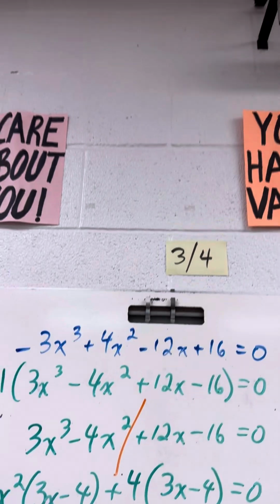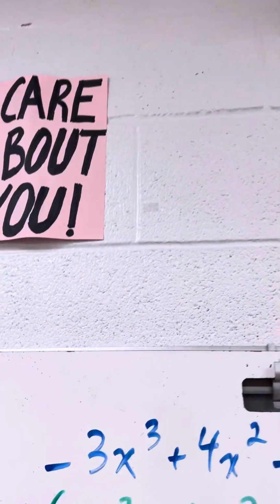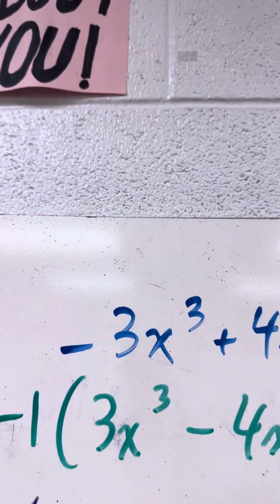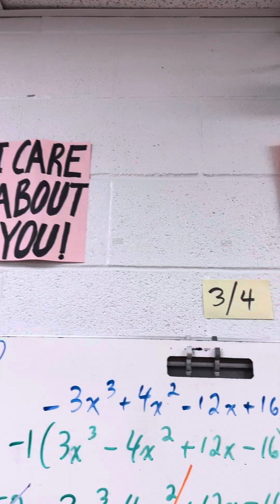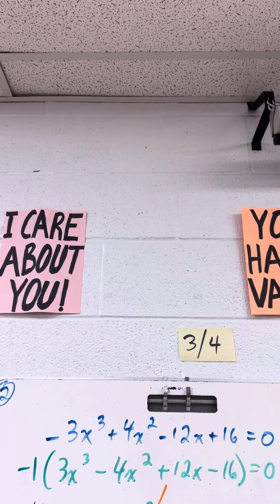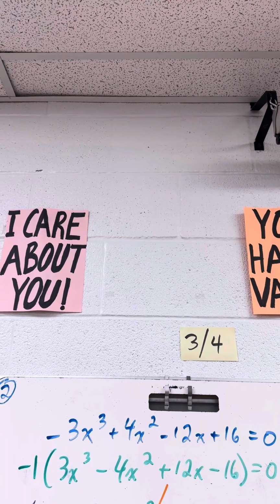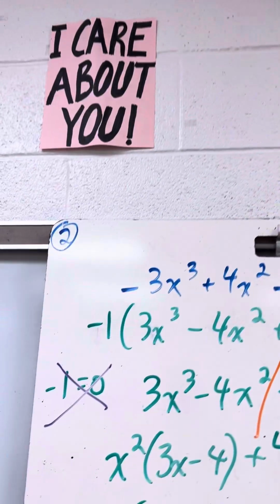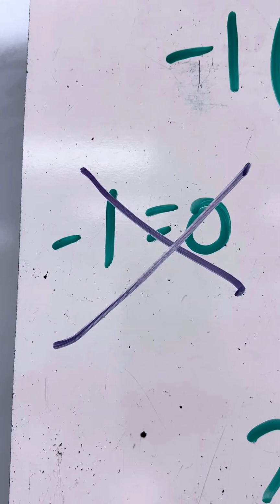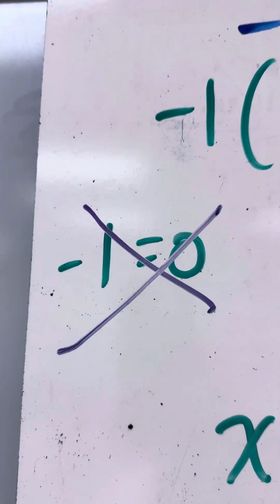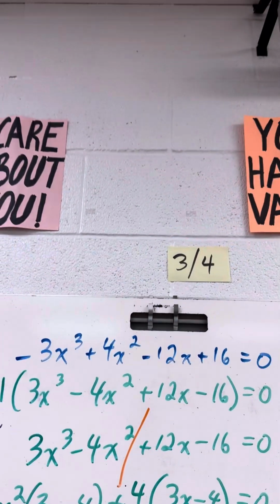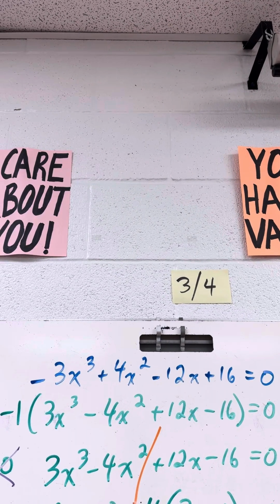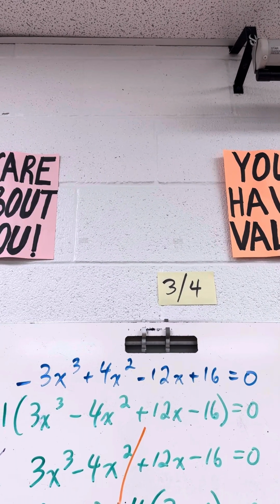Over here, when you start with a negative, that first negative right there in the problem, we're gonna pull that out first. Whenever you have a negative first, it's gonna make your life easier if you pull out the negative. Okay, and then what you have here is negative 1 equals 0. This is called garbage. You throw that away. So you're left with 3x to the third minus 4x plus 12, minus 4x squared plus 12x minus 16.